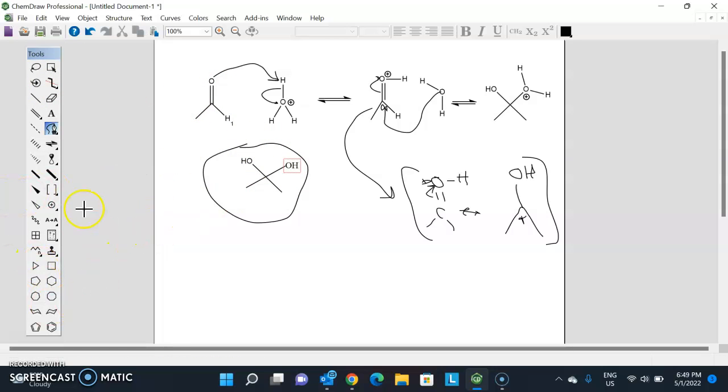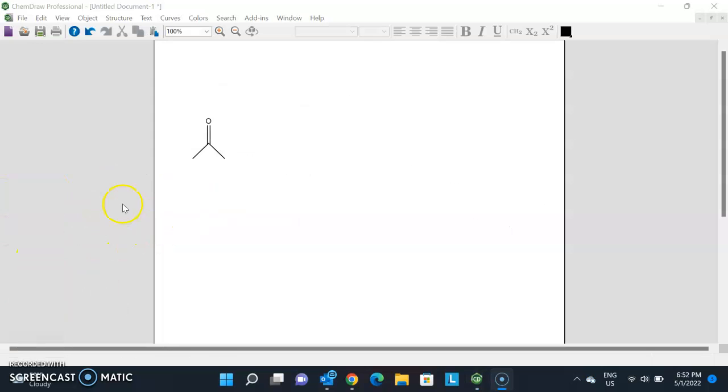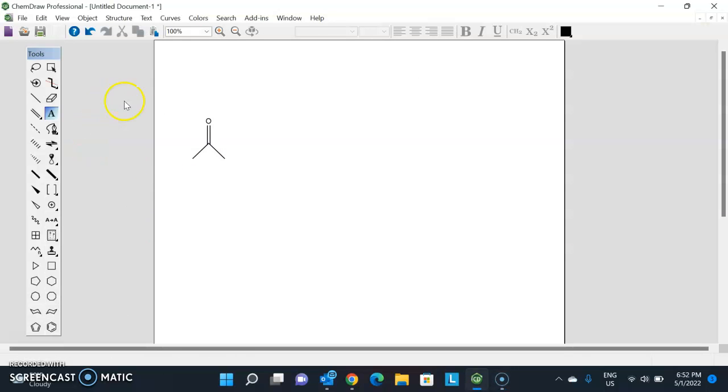Now let me set up our next reaction. Okay, so here we have a ketone. I'm going to give it a little more complexity, so it's a little more interesting at least. Okay, so here's our weird looking molecule, but we're really just going to focus on the ketone here.